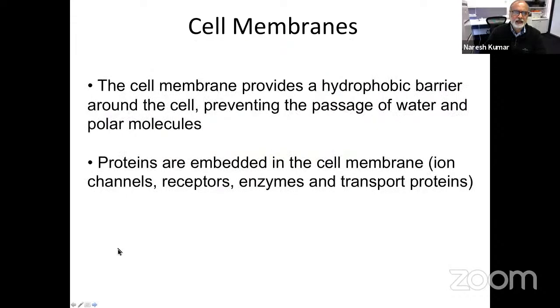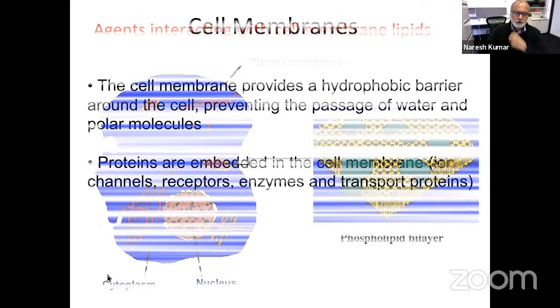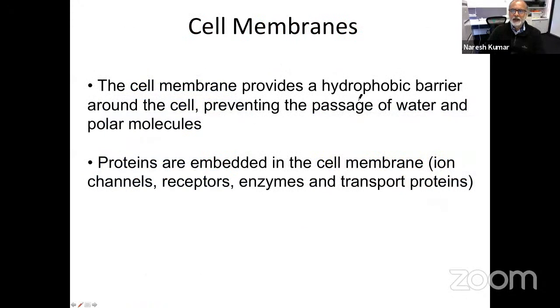And we talked about that already, that the cell membranes provide a hydrophobic barrier around the cell, preventing the passage of water and polar molecules. That's the standard cell membrane. Also, there are many proteins embedded in the cell membranes, which are ion channels, receptors, enzymes, transport proteins, and so on. It's a complicated structure, right? But the basic building block of a cell membrane is just the phospholipid bilayer.